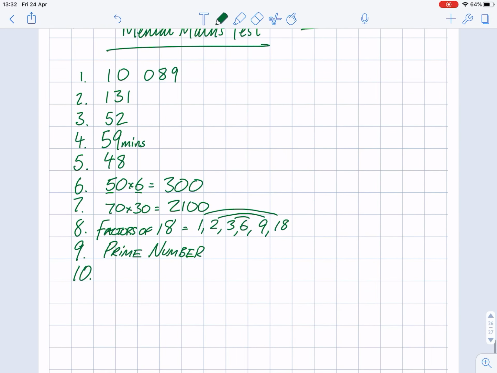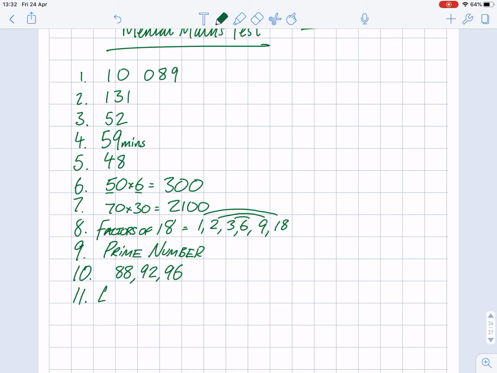Question 10. Write down 2 multiples of 4. Multiples of 4 are all the numbers you land on when you count up in 4. So think about your 4 times table. 4, 8, 12, and on and on. I asked you to write down 2 multiples of 4 between 85 and 100. If you counted up in 4s and kept going, you could have had 88, 92, or 96. So if you've written down 2 of those, you get a mark. So well done.